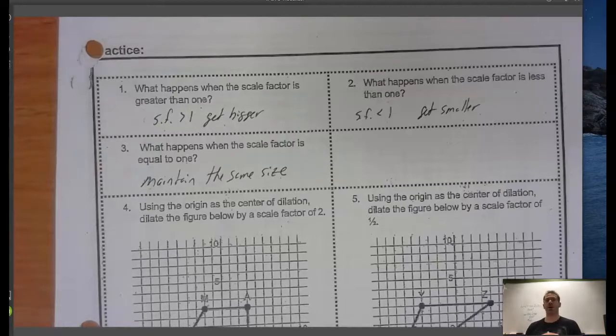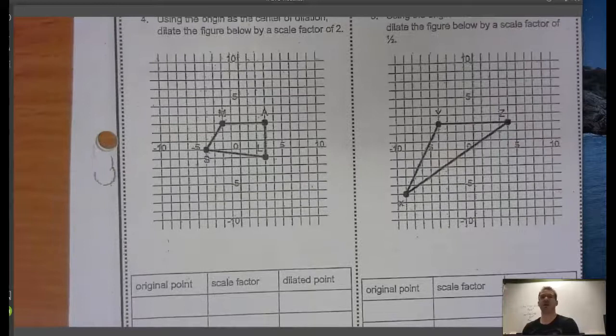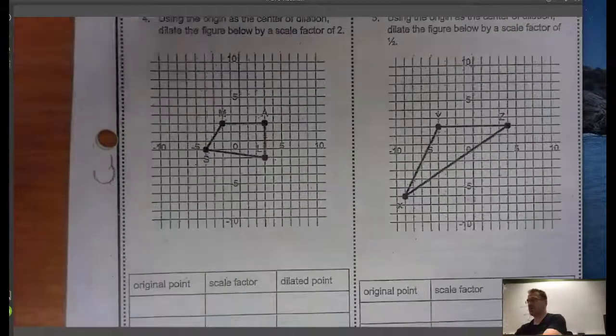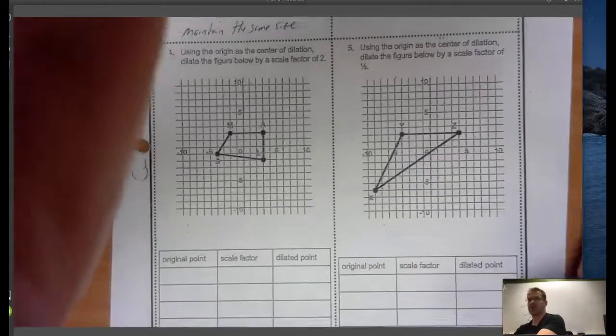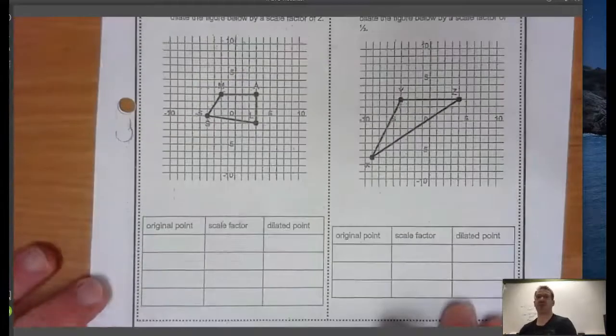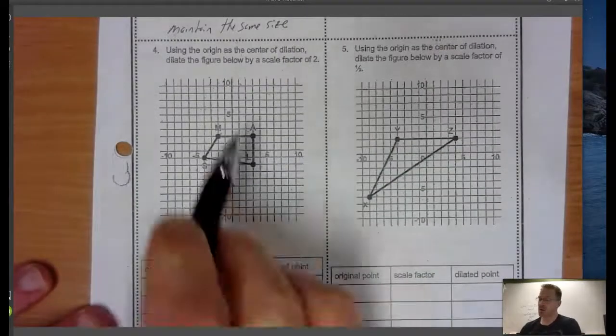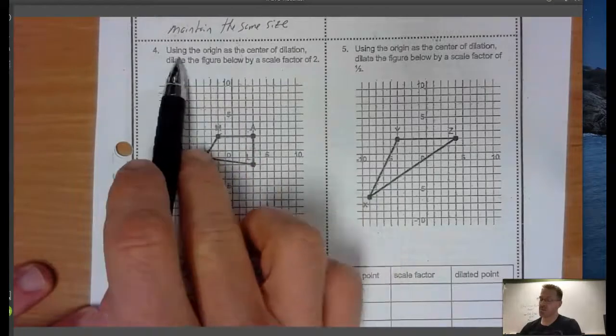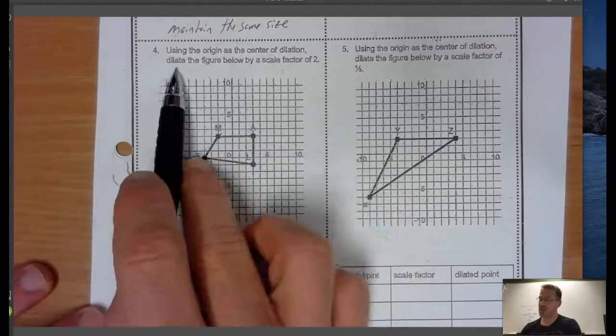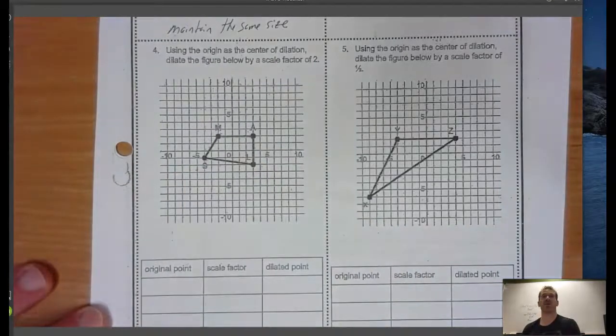So let's take a look at a couple examples here. Let's look at 4 and 5, and let's look at what we want to do. I may have to zoom out a little bit to get both the picture and the table in here. It says use the origin as the center of dilation and dilate the figure by a scale factor of 2.